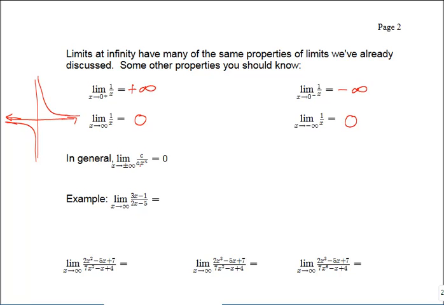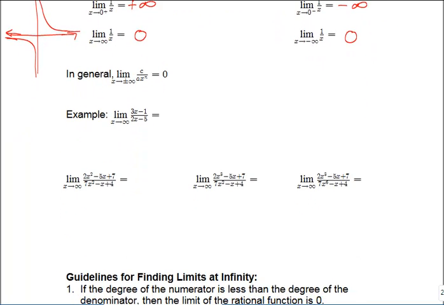In general, we can say that the limit going to either positive or negative infinity of a constant divided by a constant times a power of x is still going to go to 0, because your numerator will be fixed at a specific constant and your denominator is getting bigger and bigger and bigger, so the reciprocal gets smaller and smaller and smaller and goes to 0. So we're going to use that generalization to find a lot of these limits at infinity.